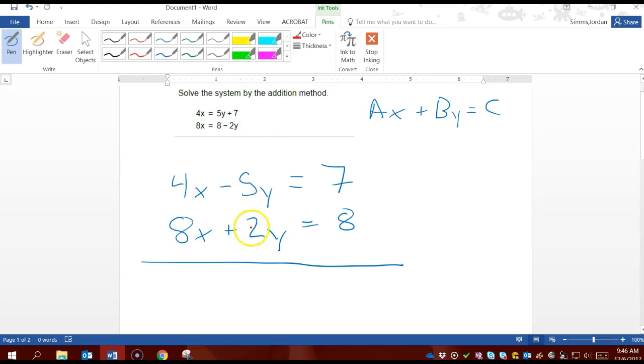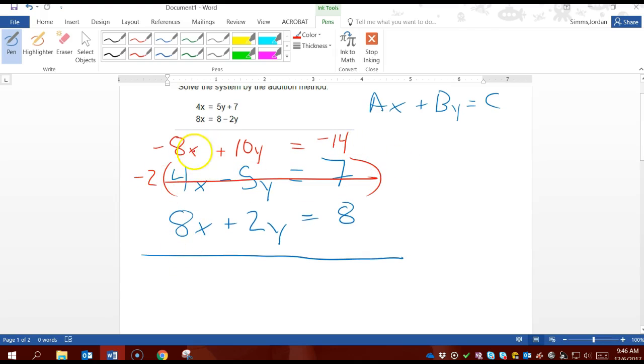Now we can go after any variable we want to. Really doesn't matter. Let's multiply this top one by -2. The reason why is we'll go after our x's. -2 times 4 is -8, and then when I add it, that's going to be canceling our x's off. So I'll just write it in right here. We have -8x plus 10y, and then that's going to equal -14. Okay? We'll add those two together. Our x's are gone. This is gone anyway. We're going to have 10y plus 2y is 12y. And then we're going to have -14 plus 8. That's going to be -6.